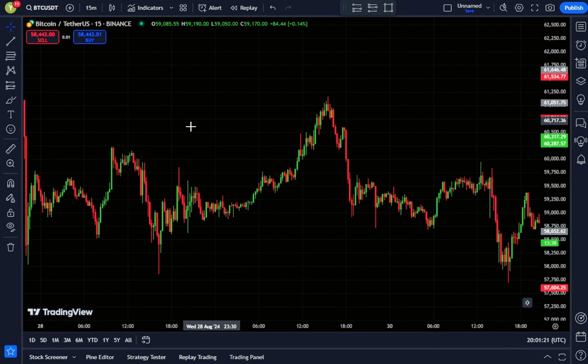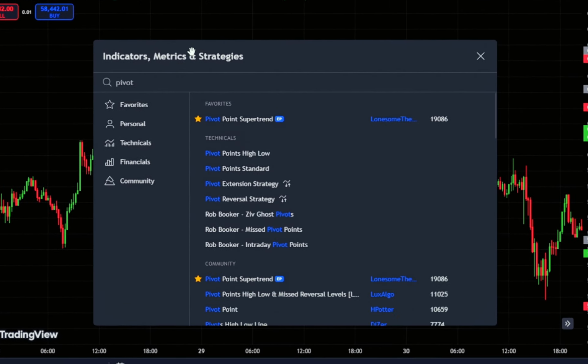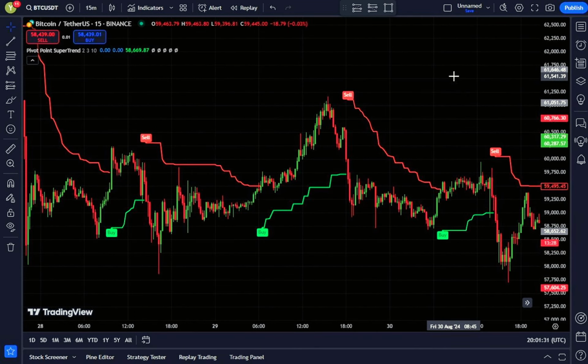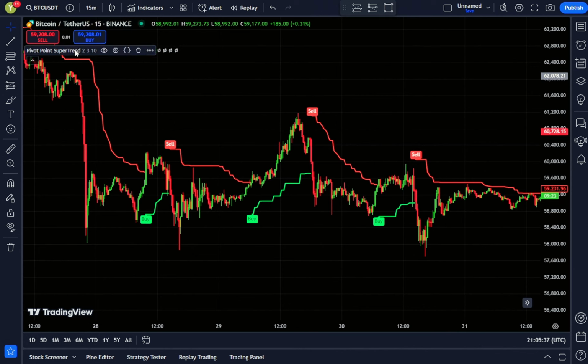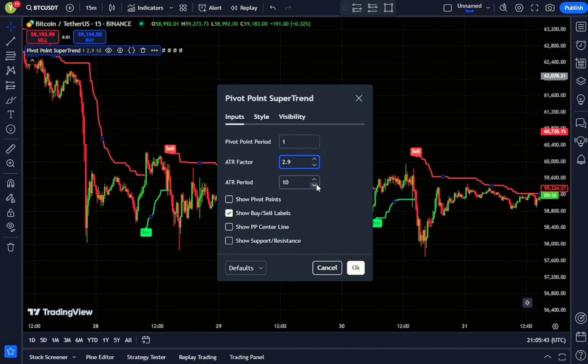To get started, go to the indicator section on TradingView, search for Pivot Point Supertrend, and add it to your chart. This powerful indicator combines the classical supertrend with pivot points, offering enhanced precision in identifying potential trend changes. To optimize the Pivot Point Supertrend, adjust a few settings. These tweaks are simple and will help you improve its performance. Afterward, we'll add our confirmation indicator to complete the strategy.